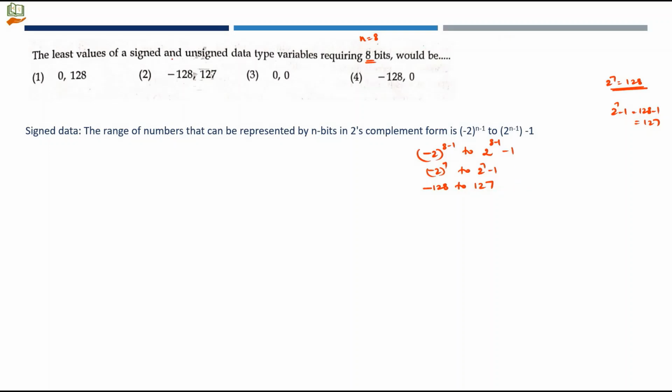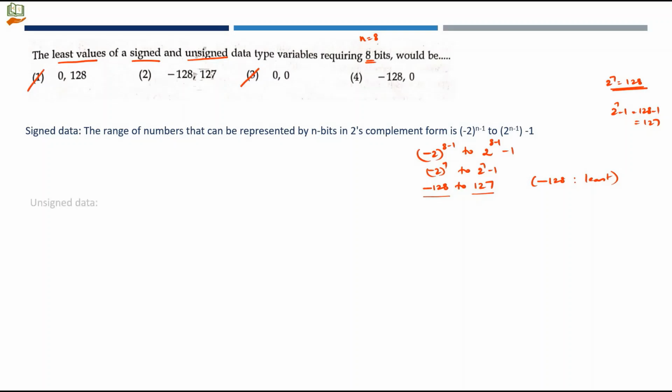Regarding the question, they are asking for the least values of signed and unsigned data type. Least means what is the smallest value? Minus 128 will be the least value in signed type. So which options are having minus 128 in the first place? Option 2 and 4. So we can rule out option 1 and 3.